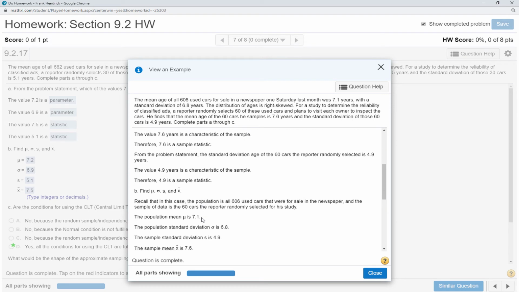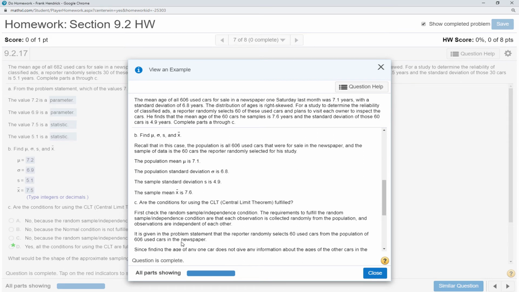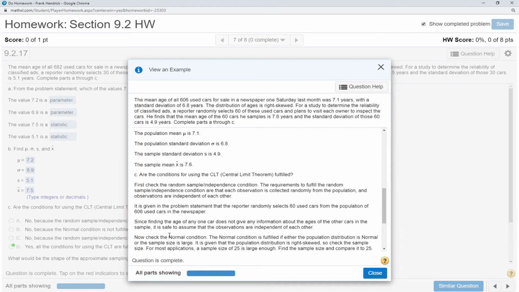So describe them. Population mean is 7.1. Population standard deviation is 6.8. S is the sample standard deviation, and x bar is the sample mean. Are the conditions for the central limit theorem fulfilled? Randomly select cars. Finding the age of one car is not going to affect the ages of other cars. They're independent of each other.